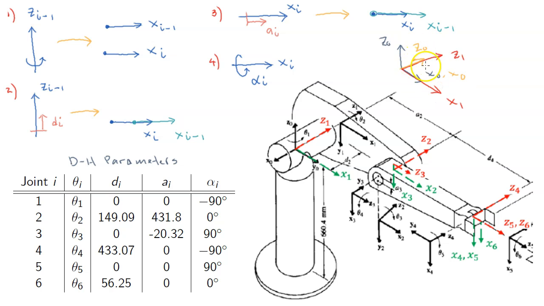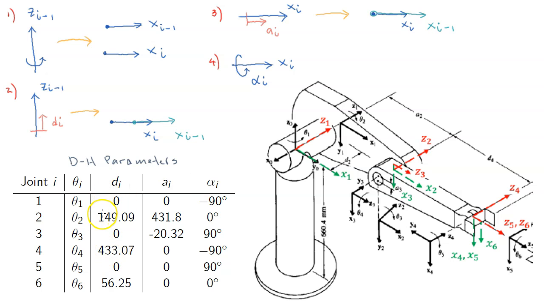Then the two coordinate frames coincide. They'll be exactly the same. Okay, so that is why alpha 1 is minus 90 degrees. Alright, so that is just the first set of DH parameters for joint 1. How about joint 2? So let me just erase all this.